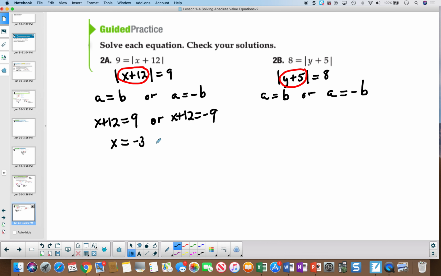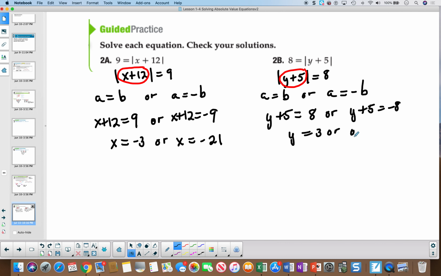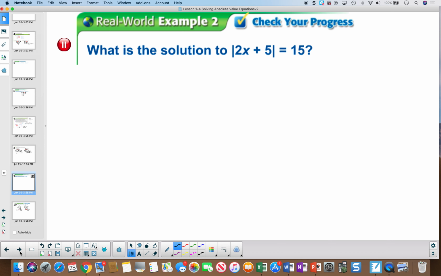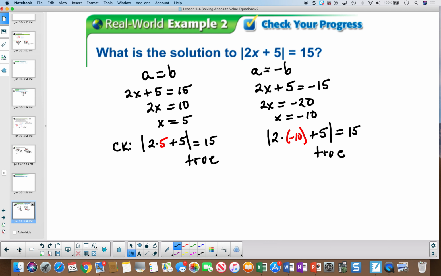So x will be equal to -3 or x will be equal to -21. I'm going to do it again here. So this is our value here whose distance is 8. So y plus 5 can have this distance of positive 8, or it can go in the other direction. y plus 5 is equal to -8. So y is equal to 3, or y is equal to -13. And you can check your answer by putting it back into the original to see if it works. Okay, pause and do the problem. And here's the answer.